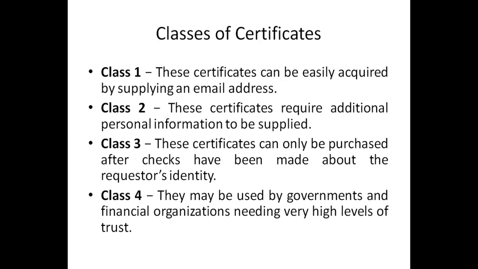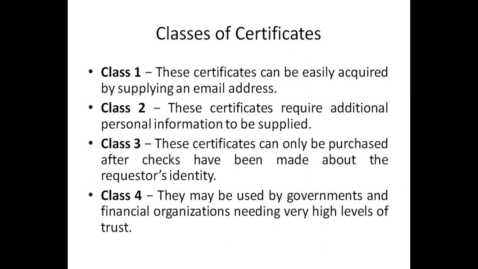Now there are different classes of certificates used by different groups of people. This is not very necessary, but we'll go through it. Class 1: these certificates can be easily acquired by supplying an email address. The basic level of digital certificate. You send an email and you get the digital certificate. Class 2: these certificates require additional personal information to be supplied in addition to the email. You may have been asked for your SSN number, your Aadhaar ID or your driving license and so on, so this becomes the metadata of a person or a computer. These certificates can only be purchased after checks have been made about the requester's identity.